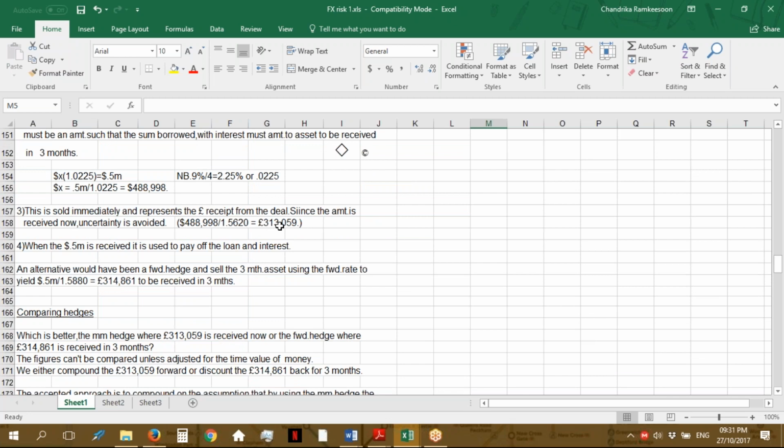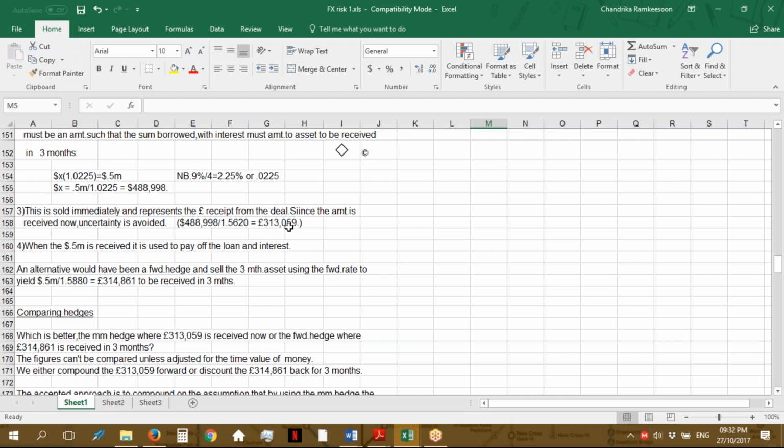Now this is the interesting part. Do you use the money market hedge and receive £313,059? And by the way, at this point, when you come to compare, you have to compare in your own currency. So here your own currency is sterling. Do you use the money market hedge and collect 313,059 today? Or do you use the forward hedge and collect 314,861 in 3 months? And the answer is, you cannot openly compare these two figures because this is in 3 months and this is today.